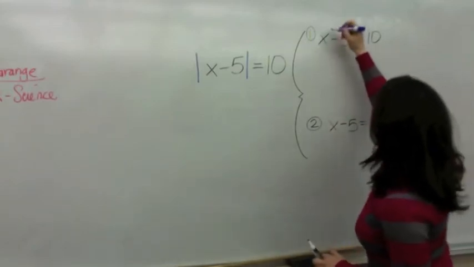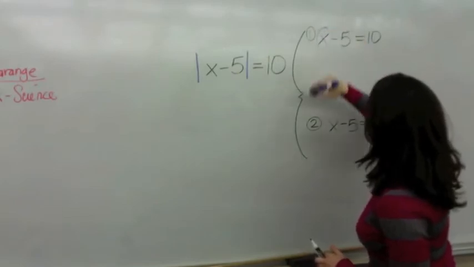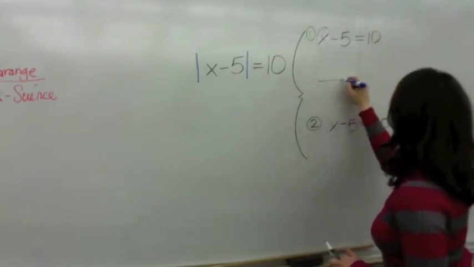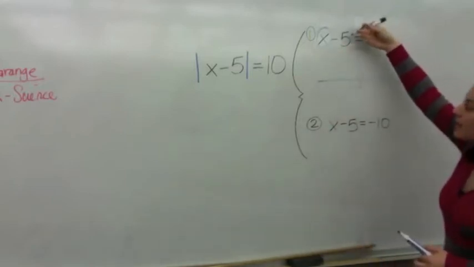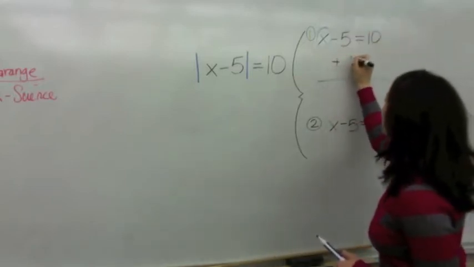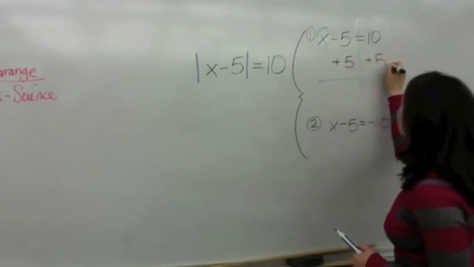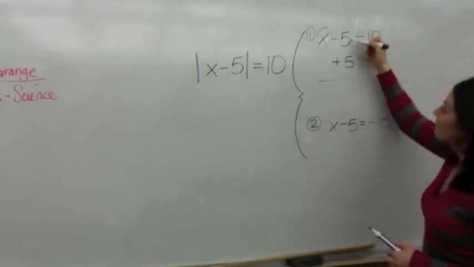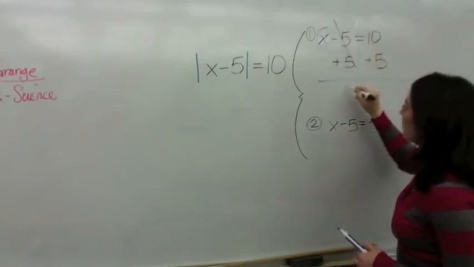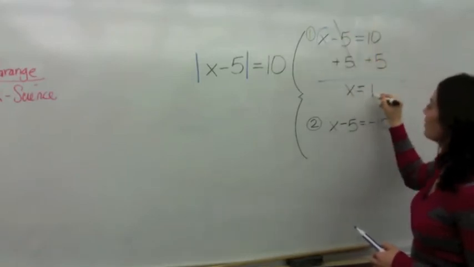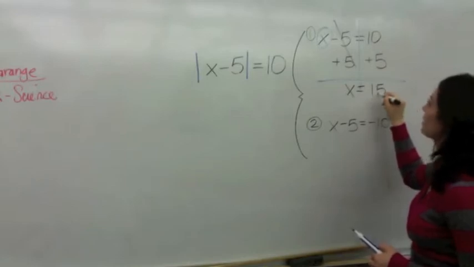So the first thing we do is we're solving for x. So we circle that x, we make a t-bone. All right? What's the opposite of negative 5? Positive 5. Add 5 to both sides. So negative 5 plus 5 is 0. Bring down the x, and x equals 15. So that is one answer.